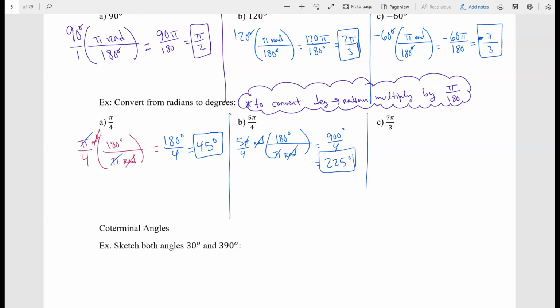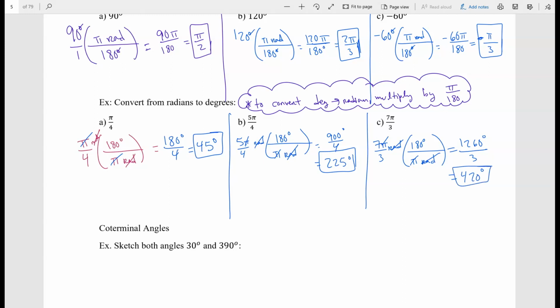Now let's do the last one, which is 7 pi over 3. This is in radians. I'm going to have pi radians on the bottom, and then 180 degrees on the top. The radians and the pi's go away, so I have 180 multiplied by 7. That gives me 1,260 degrees over 3, which is going to give me 420 degrees.